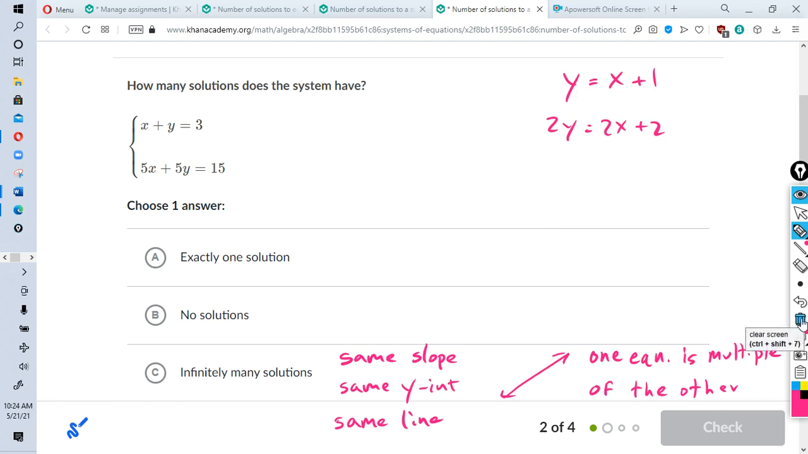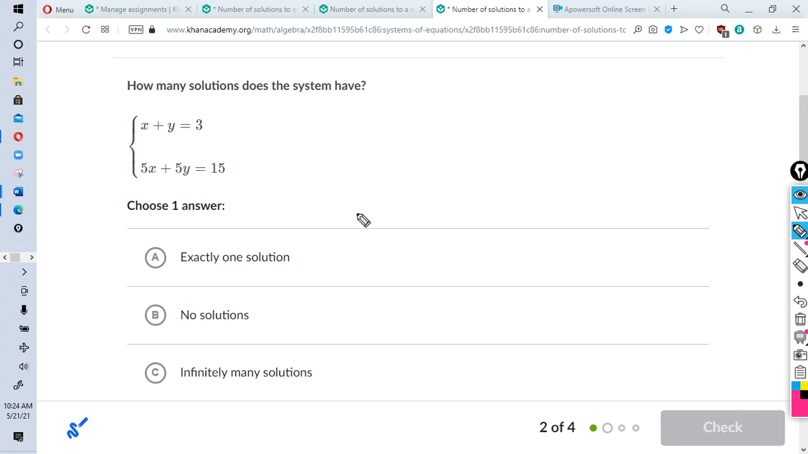All right. So for these, there's more than one way to do it. You can attempt to solve for x and y, or you can attempt to get it into y equals mx plus b form. Just looking at these two, I can tell one equation is a multiple of the other, like I just said.